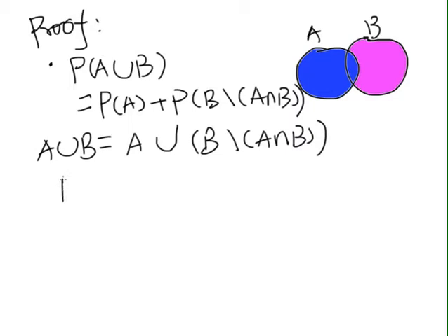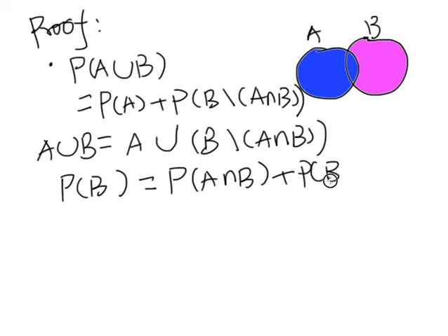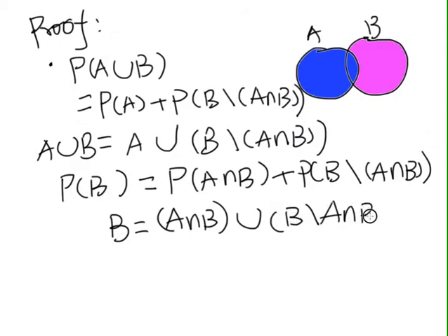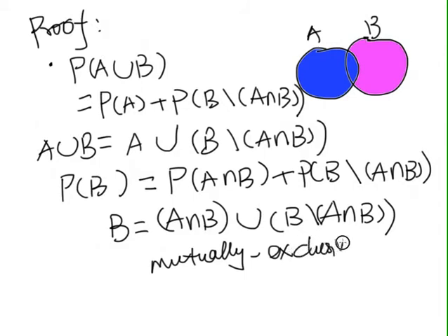On the other hand, by looking at the probability of B, we know that the probability of B is equal to the probability of A intersection B plus the probability of B minus A intersection B. The reason is the same: B can be written as A intersection B union B minus A intersection B. So this is again a mutually exclusive union. We can use the third axiom of probability again to prove it.